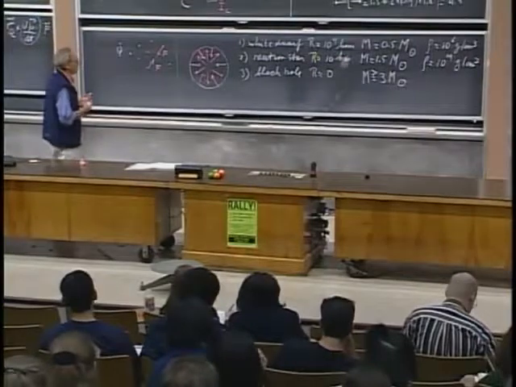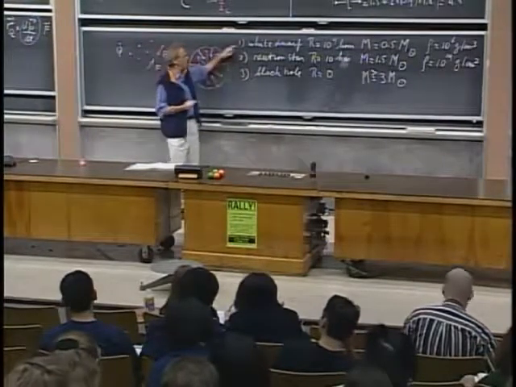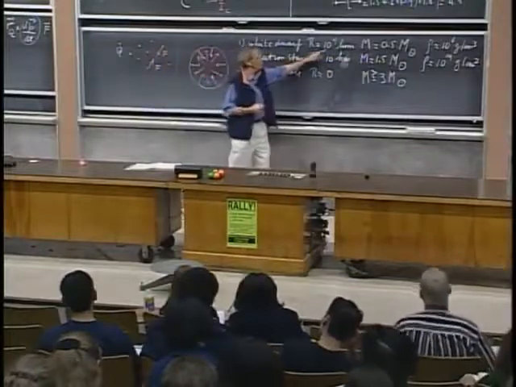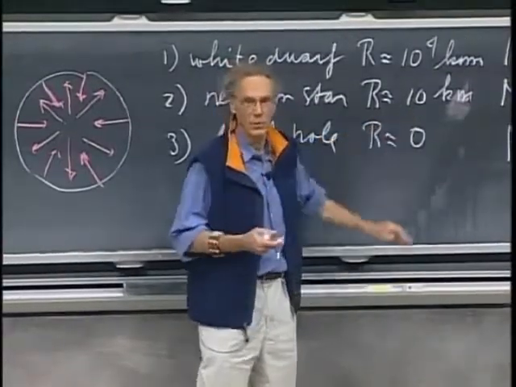Now, it would be a reasonable question to ask, why do you end up only with these 3 possibilities? Why is there nothing in between? Look, there is a huge difference from 10,000 kilometers to 10 kilometers. Is there nothing in between?